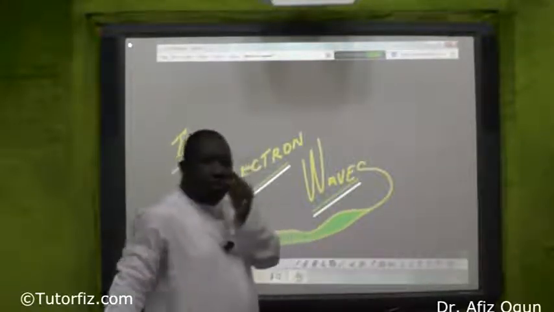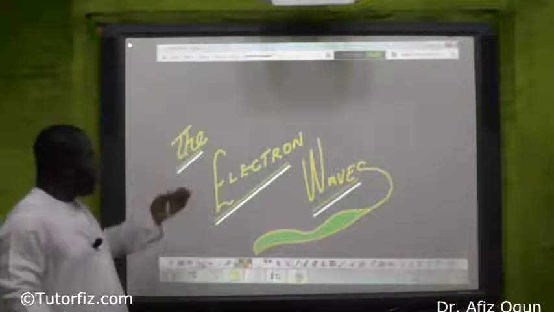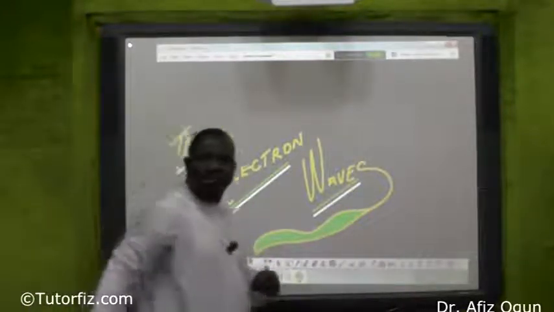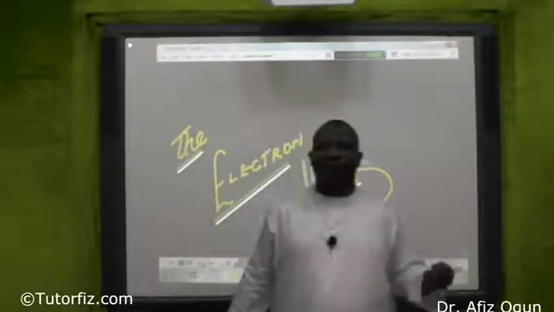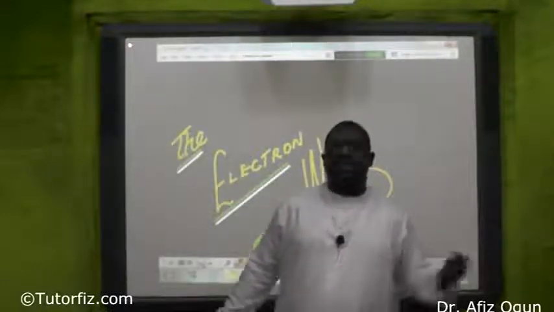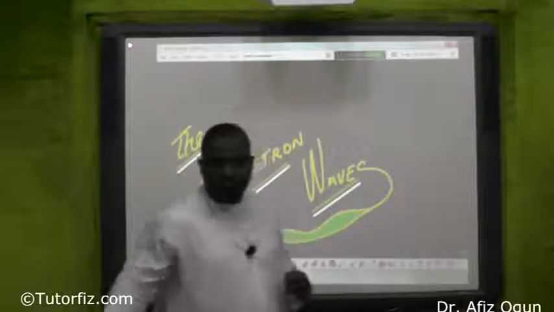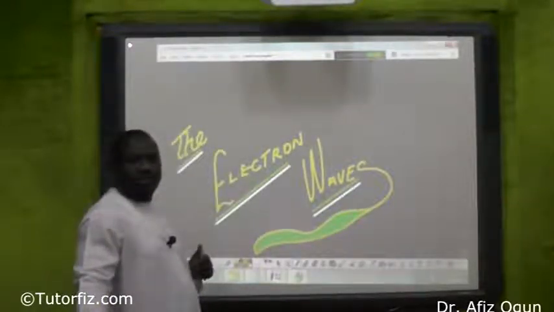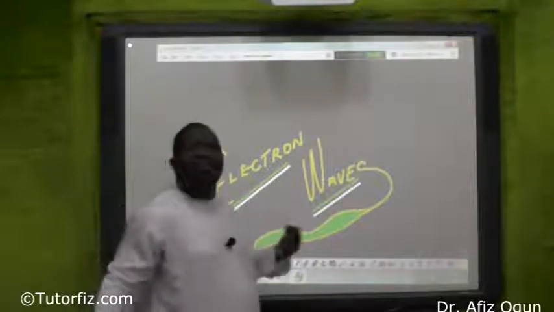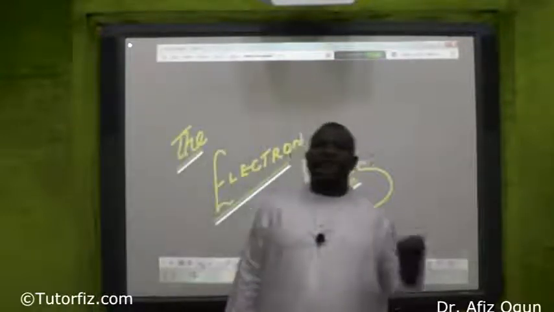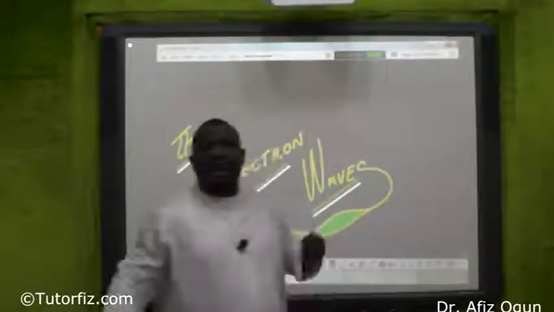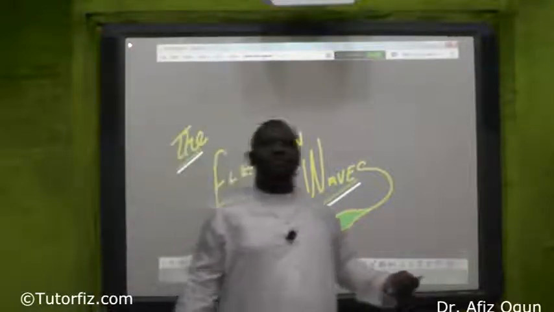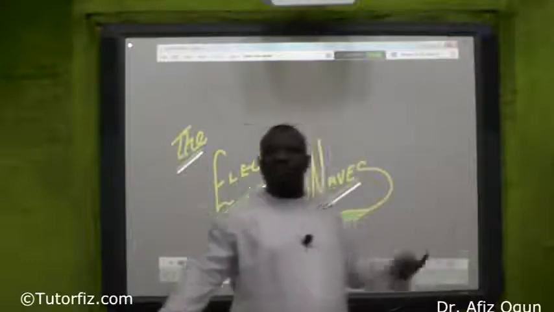So that's why some authors will write in their textbooks the matter waves. The matter waves. I call it the electron wave, because electron is a particle of matter. Now, if this is the case, can electron exhibit wave property? If electron can exhibit wave property, that means proton can exhibit wave property. That means neutron can exhibit wave property. That means atom can exhibit wave property.